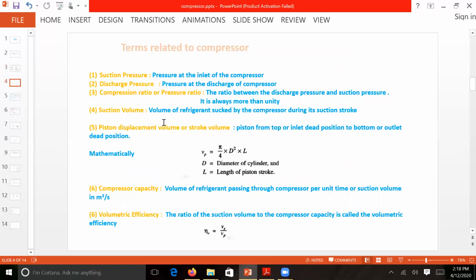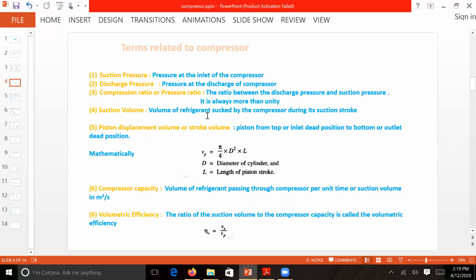These are various terms related to the compressor. Suction pressure is naturally the inlet pressure to the compressor, or in the case of vapor compression refrigeration, the pressure at the evaporator, that is P1, on the low side. The discharge pressure is the condenser pressure, the pressure at which the refrigerant is discharged into the condenser. The compression ratio is the ratio between the discharge pressure and the suction pressure. It is always more than one because the condenser pressure is always higher than the evaporator pressure. Basically, it may be 2, 3, 5 like that.